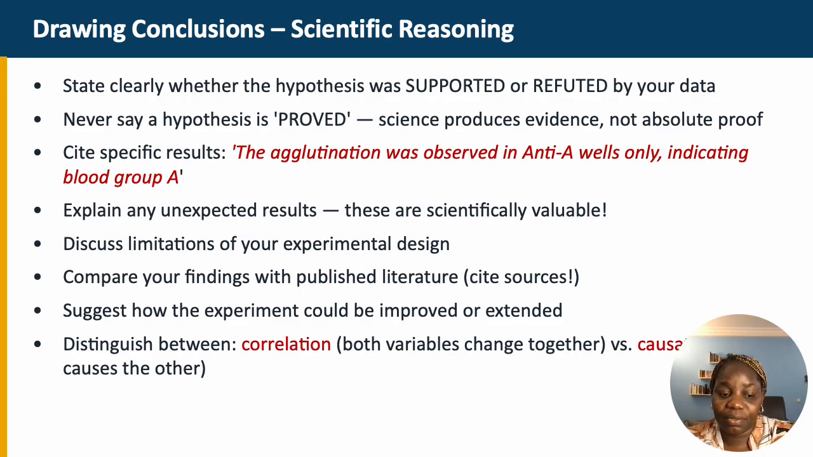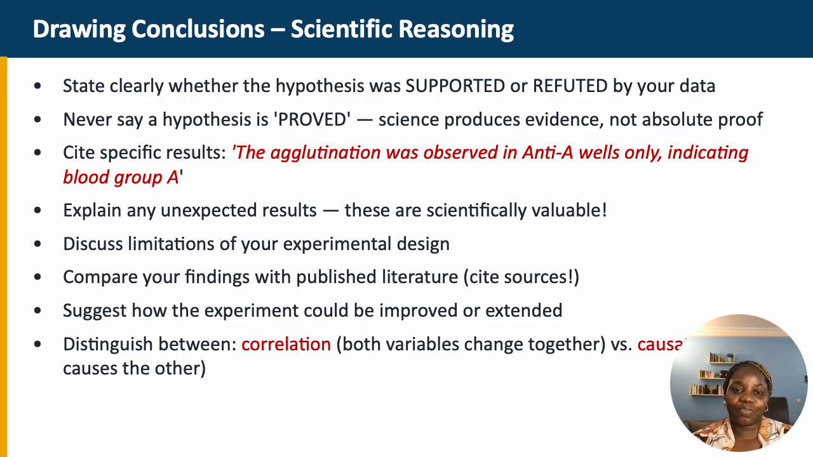Notice how it links the observation to the mechanism. This is how you should draw conclusions. State clearly whether the hypothesis was supported or refuted by your data. You have to say that clearly in the conclusion. Never say a hypothesis is proved, because science is iterative. Science produces evidence, not absolute proof. What you prove today can be disproved tomorrow.